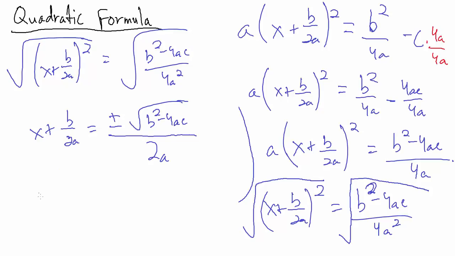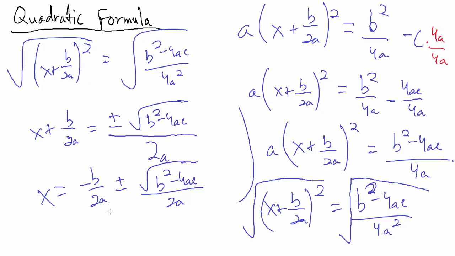Subtract b over 2a from both sides, and we get x equals negative b over 2a plus or minus the square root of b squared minus 4ac divided by 2a. Now notice we already have a common denominator, 2a, so we can just combine these into one, and we get x equals negative b plus or minus the square root of b squared minus 4ac, all divided by 2a.